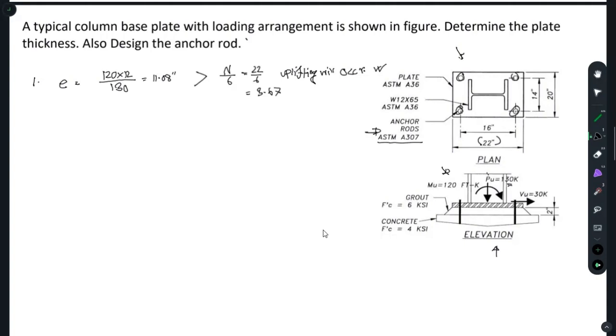So you need to find out the diameter, that is one thing, and the other thing is that you have this plate. We call that the base plate. We have to find out the thickness of this plate. So these are the two things you will design. First of all, you will find the diameter of your anchor rod.